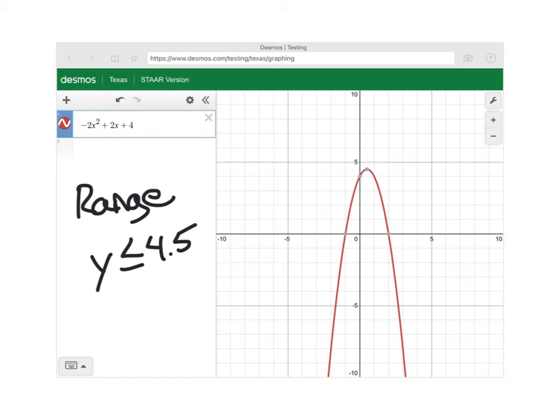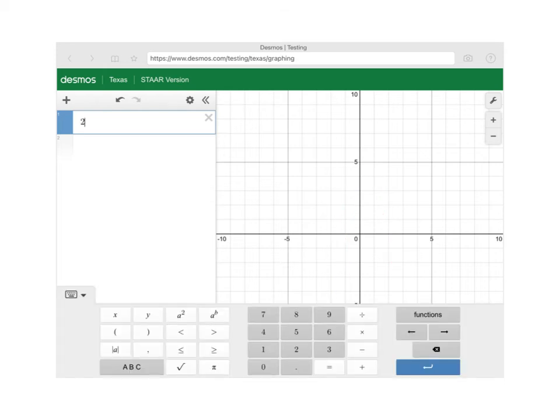All right, let's do another example. 2x squared plus 2x plus 4. So here, I'm going to go to this one, and I'm going to type in the very similar, but this one's going to be positive. So 2x squared plus 2x plus 4. All right. So notice that this is graphed very similarly.